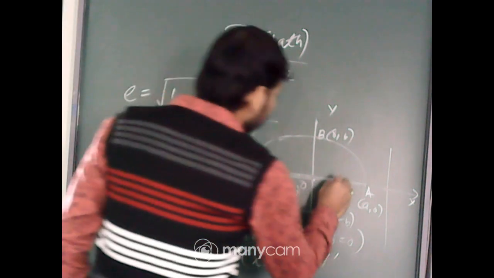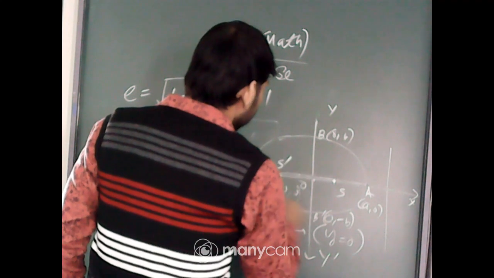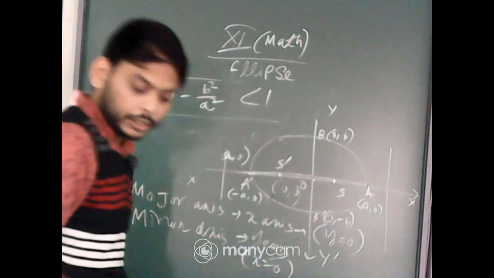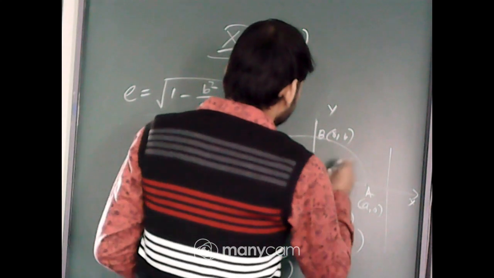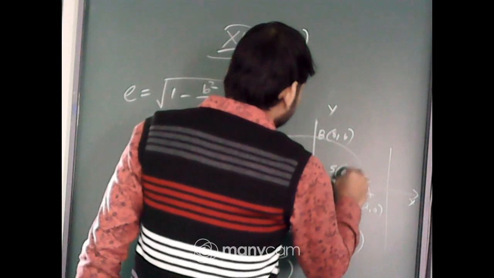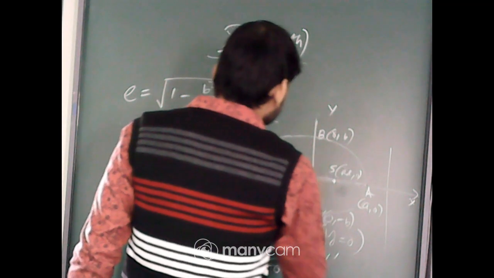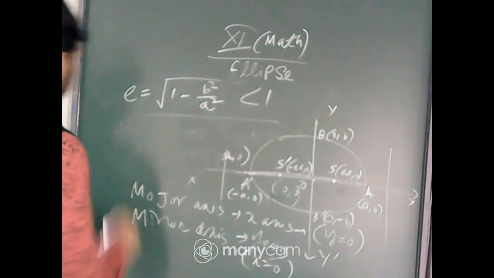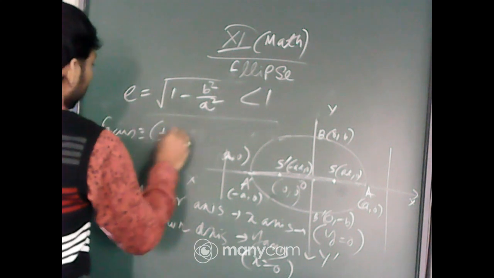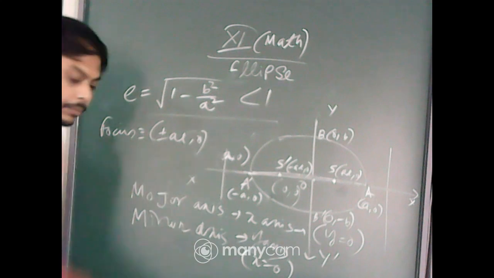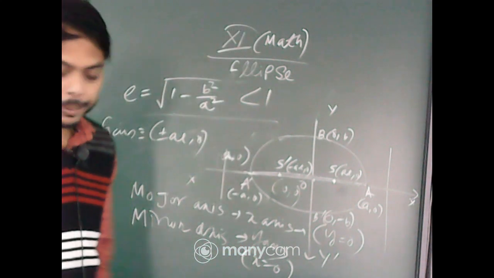Next thing, the coordinate of the focus. Focus S and S dash. There are two focus, you may say in plural way foci. Okay, S and S dash: ae comma 0 and minus ae comma 0. Okay, so focus plus minus ae comma 0. Okay, just note down in your copy.